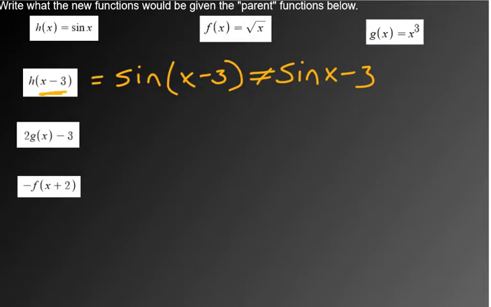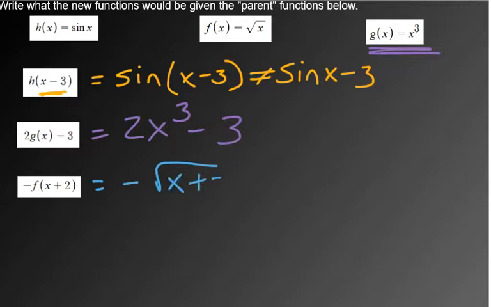In this next one, I'm using g over here, and we would just write 2 times g, which is x cubed, minus 3. And that's it. If I ask you to do this to this function, that is what you'll go and plug into Desmos. For this last one, if I wanted to do the negative of f of x plus 2, that would just look like the negative square root of x plus 2.